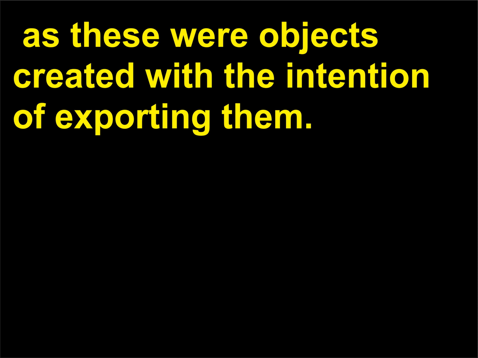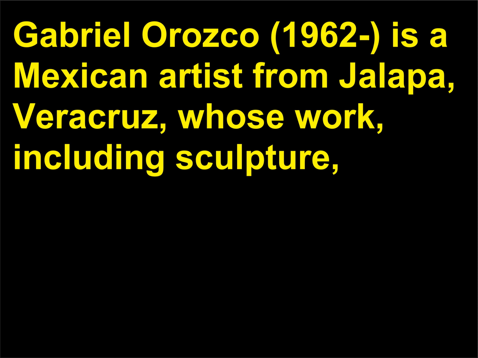Gabriel Orozco, born 1962, is a Mexican artist from Jalapa, Veracruz, whose work, including sculpture, photographs, and installations, often subtly alters found objects and is intellectually complex. For example, in the early 1990s, Orozco chopped up a Citroën DS automobile and reduced its width by two-thirds, making us think differently about commonly perceived objects.